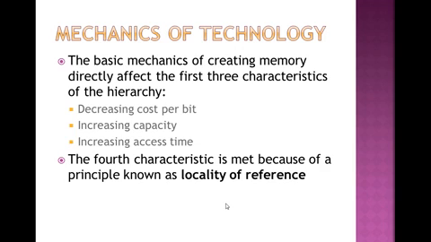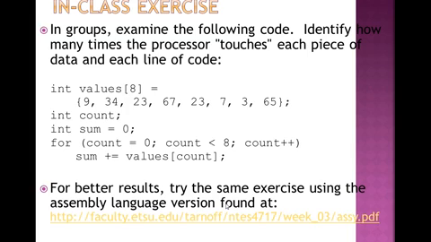The fourth characteristic is met because of a principle known as the locality of reference. So this is your most important concept, that is locality of reference. Now, in the class exercise, this is the code that is used in the C language.